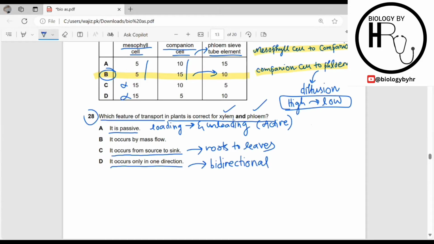So over here our correct answer is option B. It occurs by mass flow. We know that mass flow is common in both the xylem and the phloem.